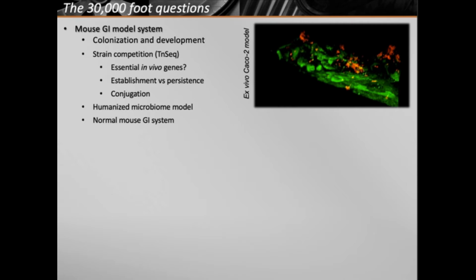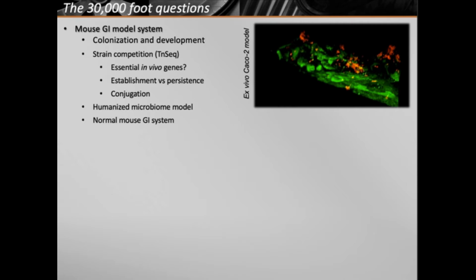We have a model as well, working with folks out at Mayo, on a humanized microbiome. Essentially this is mice that have a human microbiome. So you take material from a donor human and put it into a mouse. We looked at that a little bit as well, and also just the normal system. We've been talking to Dave Massipus a little bit about this.